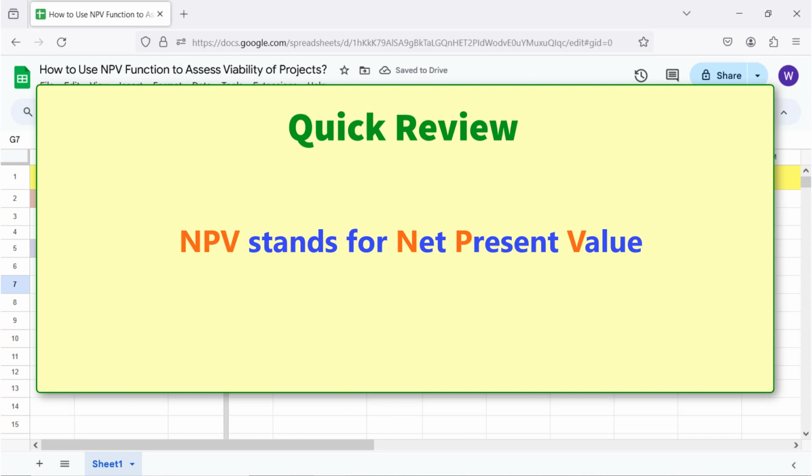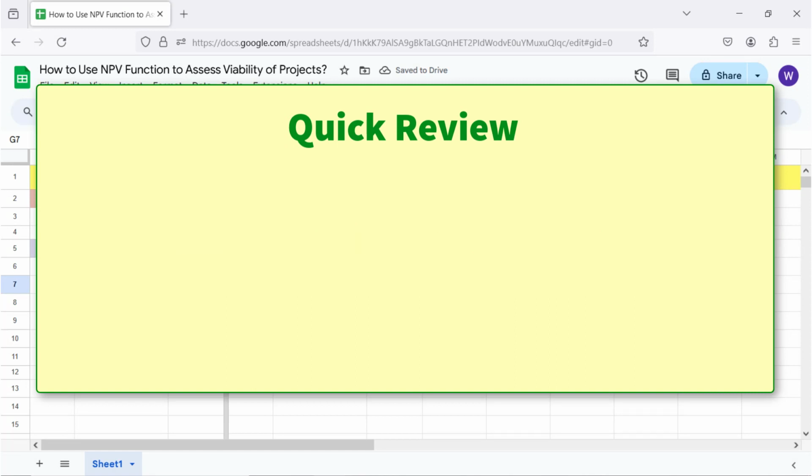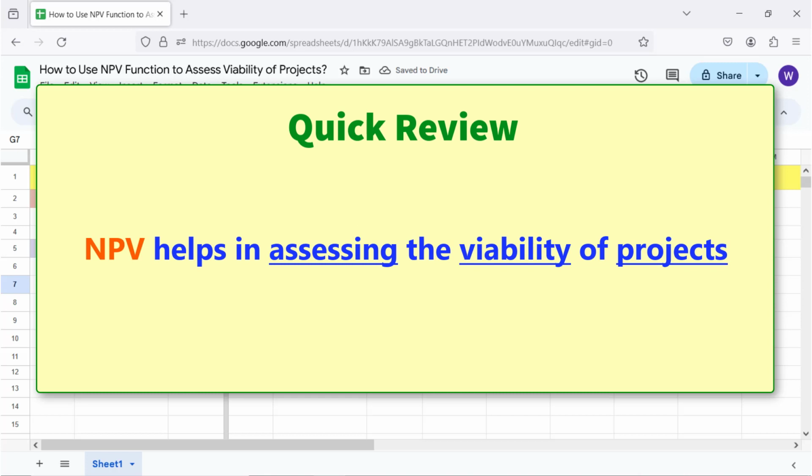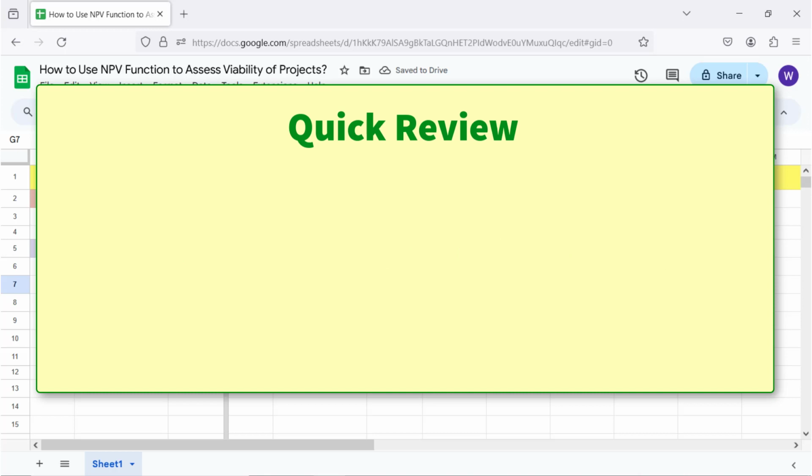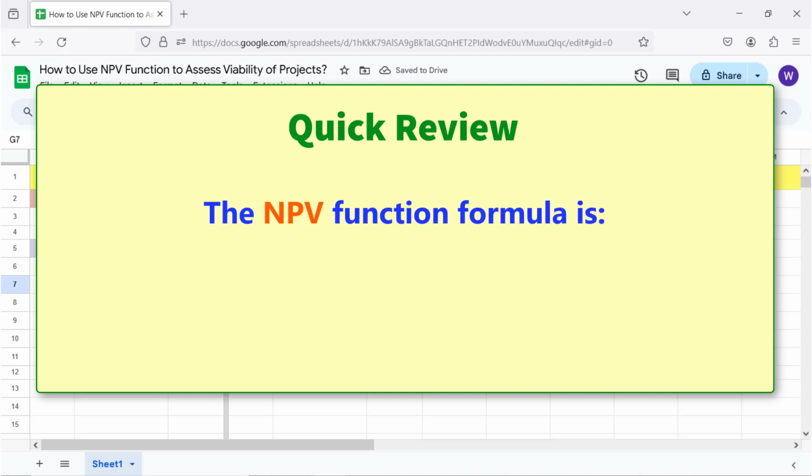Quick review. NPV stands for Net Present Value. NPV helps in assessing the viability of projects. The NPV function formula is.